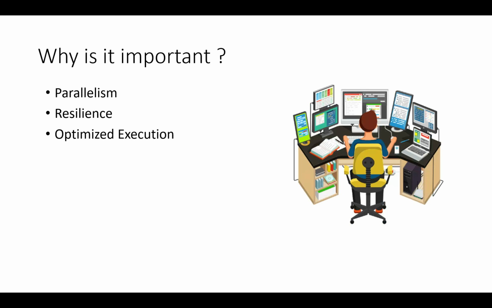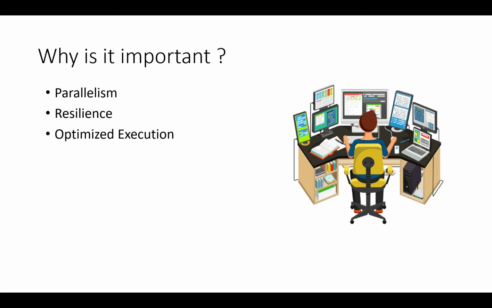Now, why is this important? Why is a DAG important? It is important for us to look at the parallelism. So the DAG will allow Spark to split the work into independent tasks. It will tell what should be the stage, what should be the task. So Spark knows that these are the tasks that have to be run in parallel.